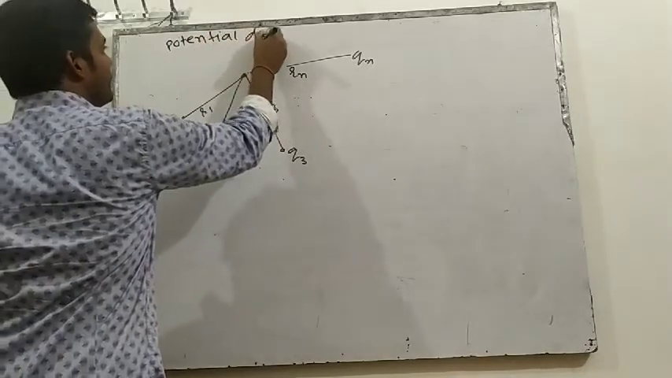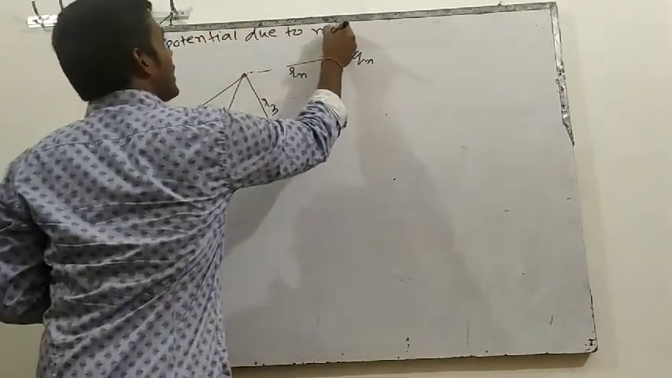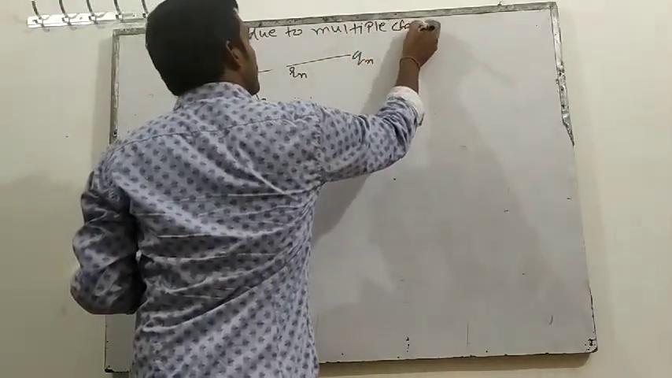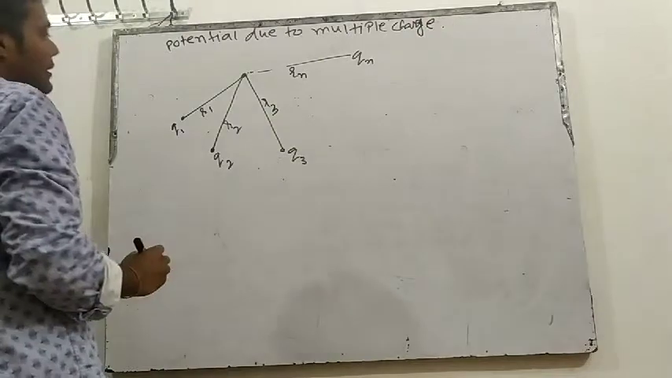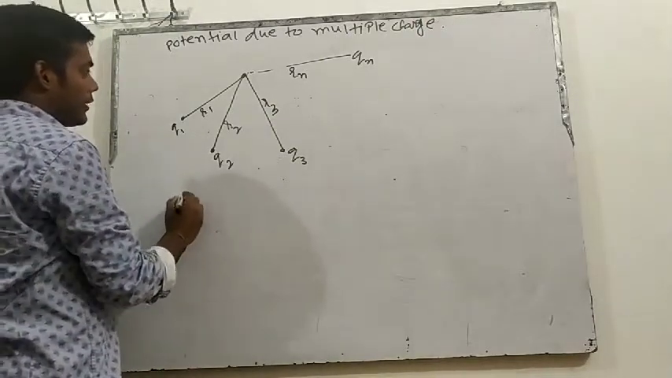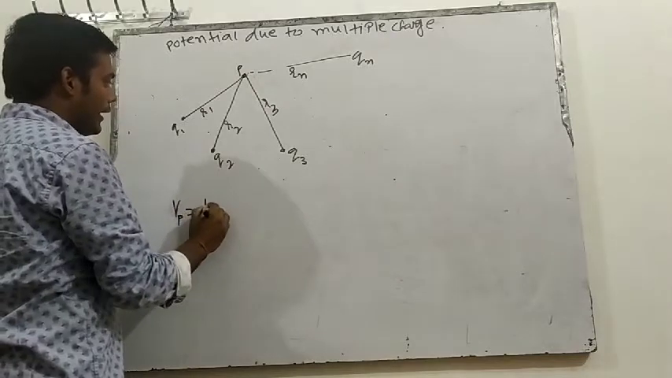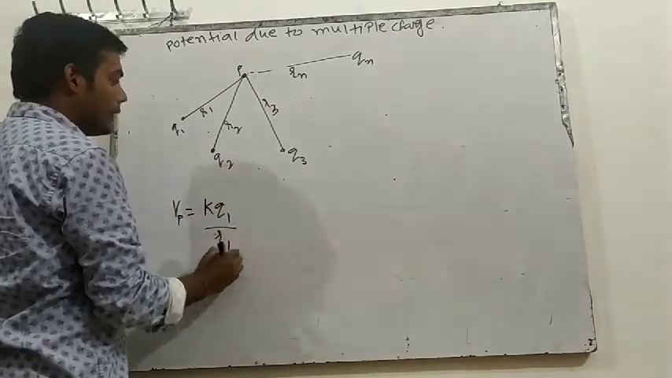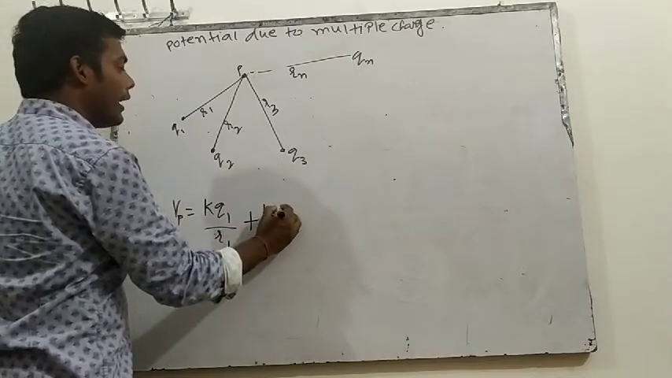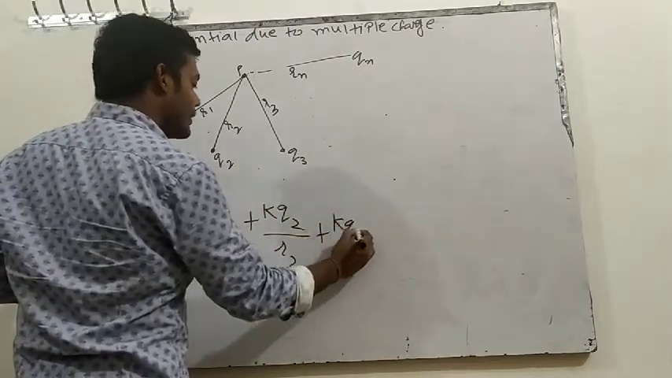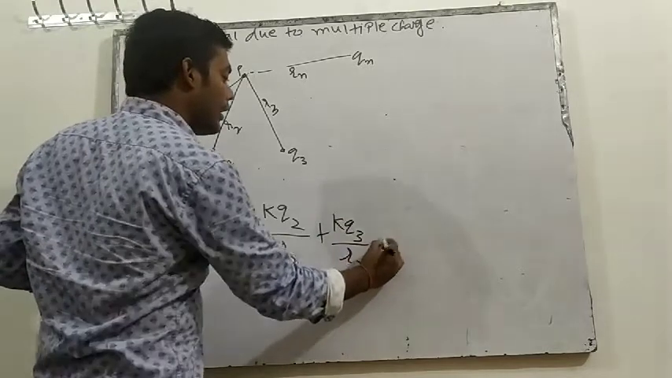Potential due to multiple charges. If multiple charges come, what will we do? Potential we can directly sum. At this point P we want to find the potential. So potential at point P is equal to KQ1 by R1 plus KQ2 by R2 plus KQ3 by R3 plus up to KQn by Rn.